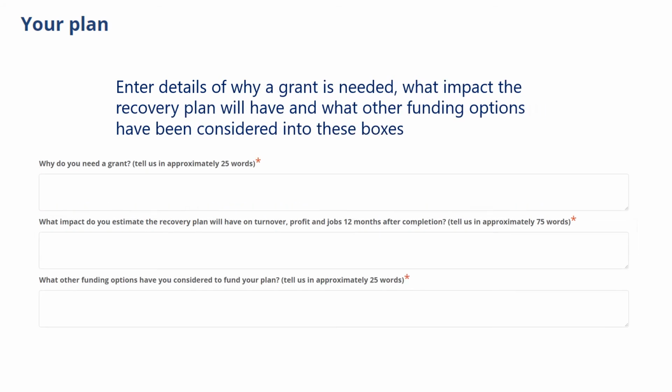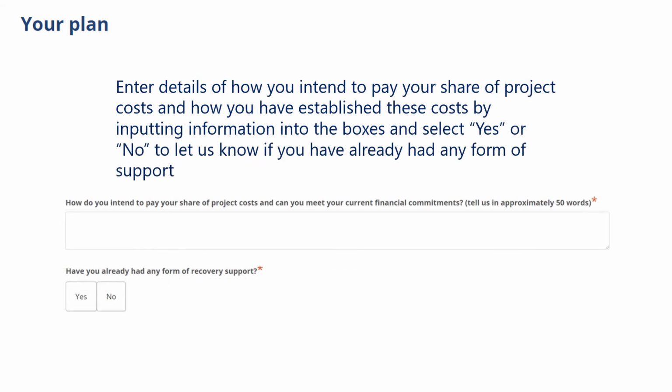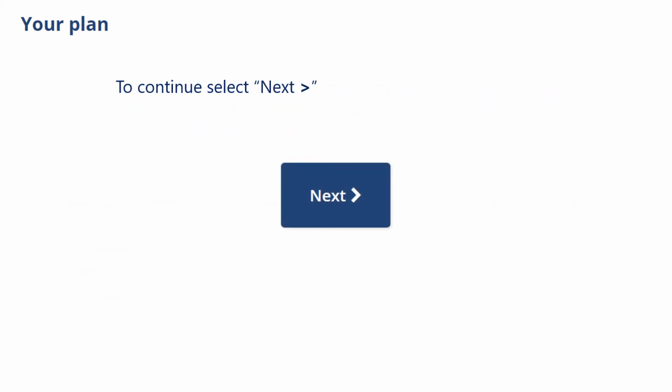Enter details of why a grant is needed, what impact the recovery plan will have, and what other funding options have been considered, into these boxes. Enter details of how you intend to pay your share of project costs, and select Yes or No to let us know if you have already had any form of support. To continue, select Next.